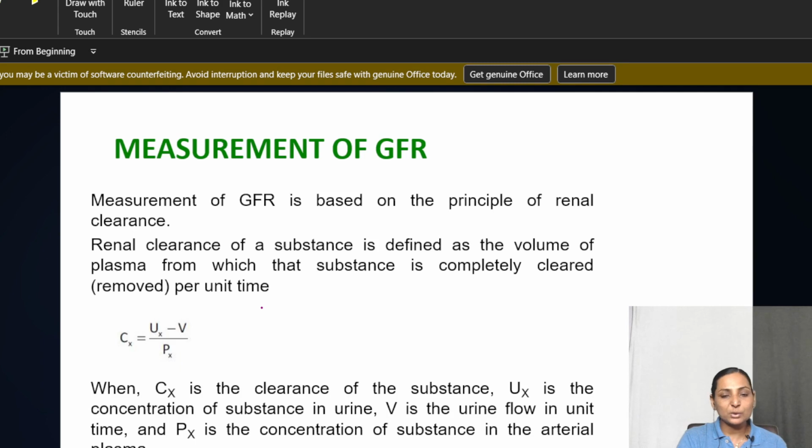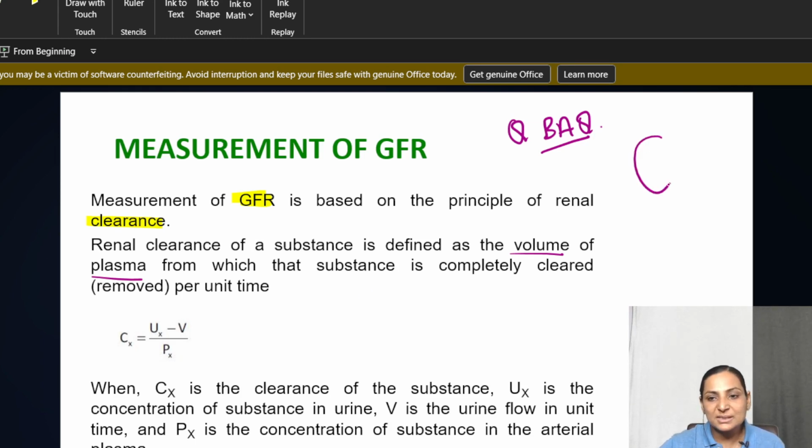The next part of the question was measurement of GFR. So remember, the measurement of GFR is based on the principle of renal clearance. Renal clearance itself is a 2 marks BAQ, which I have seen is not written correctly. So what is renal clearance? It is the volume of plasma. Not the volume of substance. It is the volume of plasma from which a particular substance is completely cleared off per unit time.